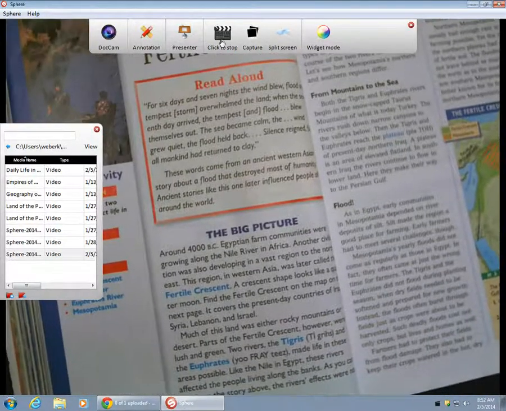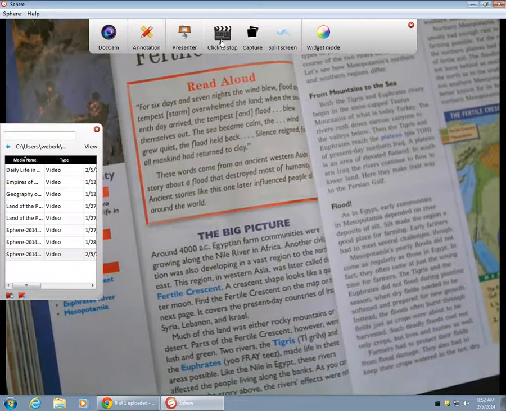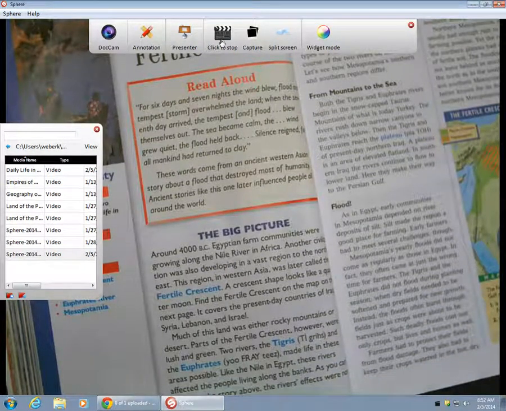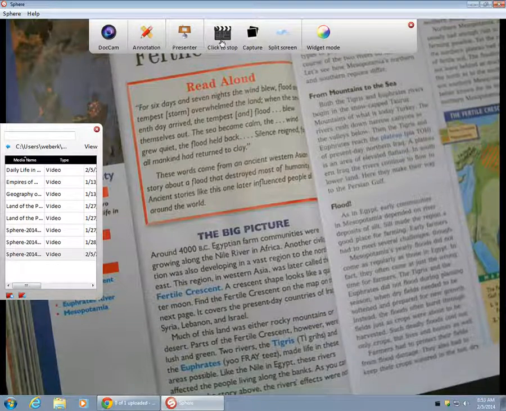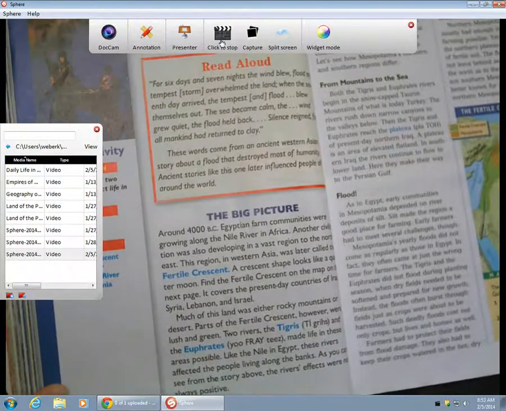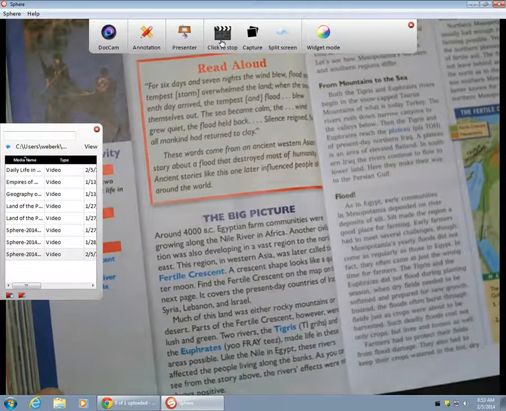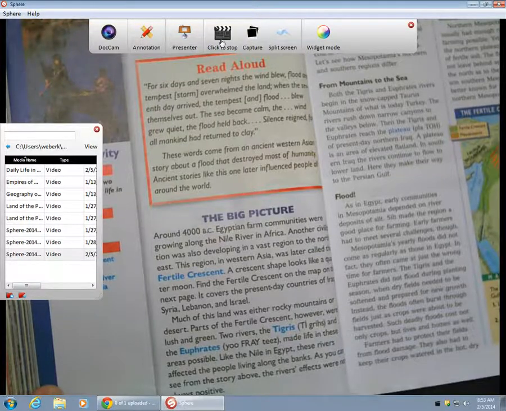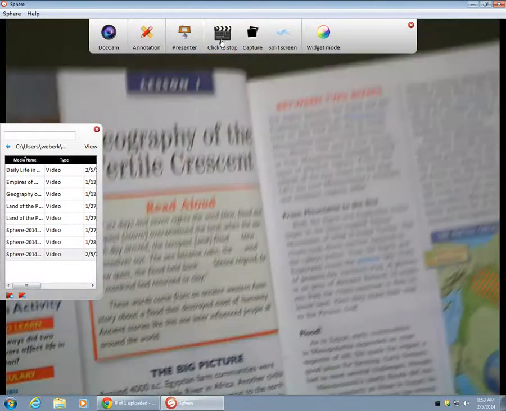Much of this land was either rocky mountains or deserts. Parts of the Fertile Crescent, however, were lush and green. Two rivers, the Tigris and Euphrates, made life in these areas possible. Like the Nile in Egypt, these rivers affected the people living along the banks. As you can see from the story above, the river's effects were not always positive. So that's interesting. I want to see maybe what some of the negative effects were and how people dealt with them. So I'm thinking about that as I'm going to read my lesson.